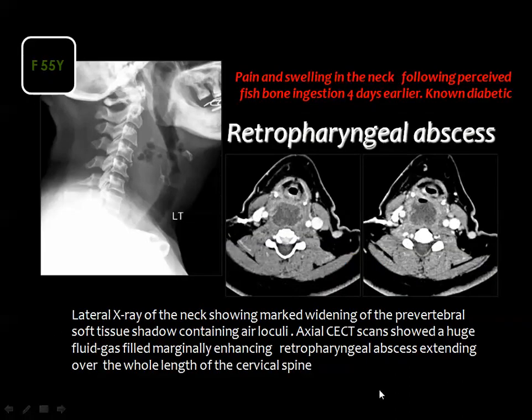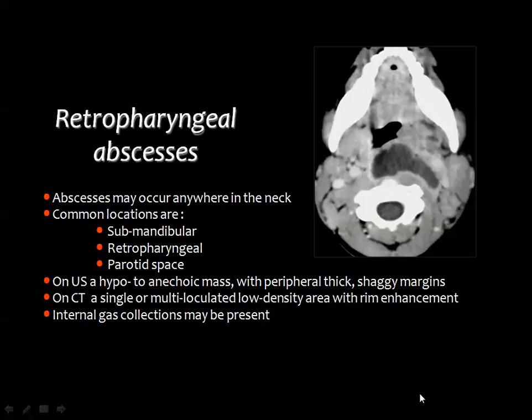And this is the retropharyngeal abscess on a lateral film. You see enlargement of the prevertebral soft tissue shadow and multiple air loculi inside the lesion. And this is the CT showing the lesion with marginal enhancement and air loculi within the abscess, which is compressing the airway, as you can see.